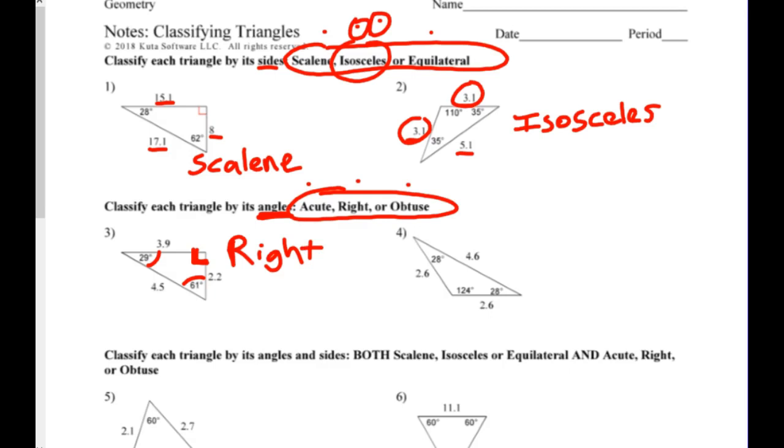Number four, 28 degrees, 28 degrees, 124. What kind of angle is 124? That is an obtuse angle. All you need is one obtuse angle. And you can only have one obtuse angle.